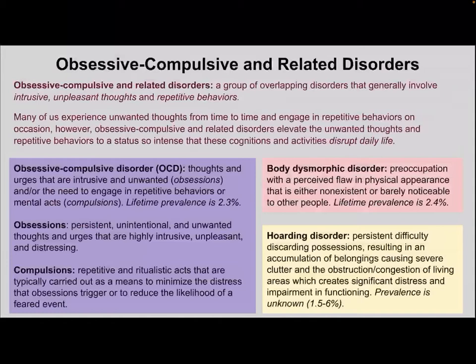So again, let's go over our definition real quick. Thoughts and urges that are intrusive and unwanted, those are the obsessions, and or the need to engage in repetitive behaviors or mental acts, compulsions. So it's like they can't stop themselves from doing these things. So the obsessions are persistent, unintentional, unwanted thoughts, and very common obsessive thoughts for patients with OCD are when the person can't stop thinking about that they have the power to do something bad if they wanted to.